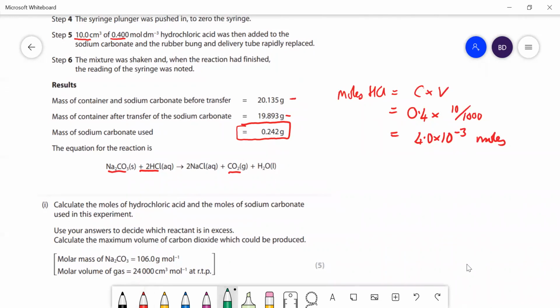Now let's do the moles of sodium carbonate. Well, that is equal to mass over Mr. We know the mass of sodium carbonate we've added. So the mass we've added is 2.42 grams, and the Mr of sodium carbonate is 106. They tell us that. And that gives us the number of moles there as 2.83 times 10 to the minus 3.